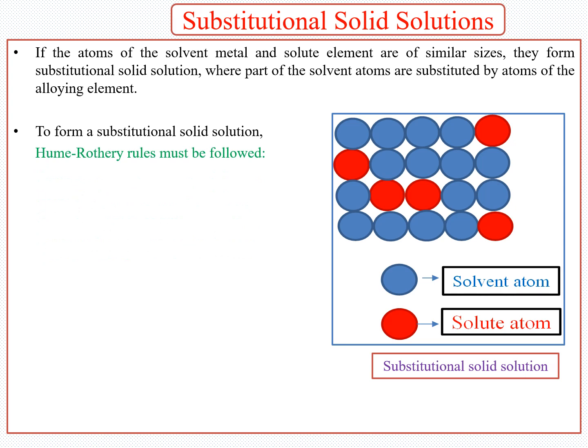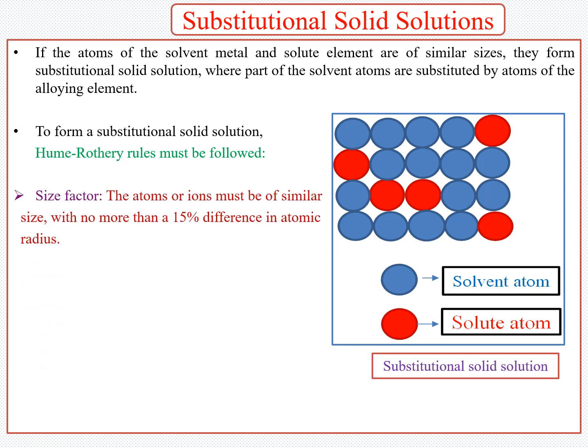To form the substitutional solid solution, Hume-Rothery rules must be followed. Hume-Rothery rules, also known as HR rules. So first is size factor. The atoms or ions must be of similar size, with no more than 15% difference in atomic radius. This is to minimize the lattice strain. The next one is crystal structure. The elements must have the same crystal structure, otherwise there is some point at which transition occurs from one phase to a second phase with a different crystal structure.